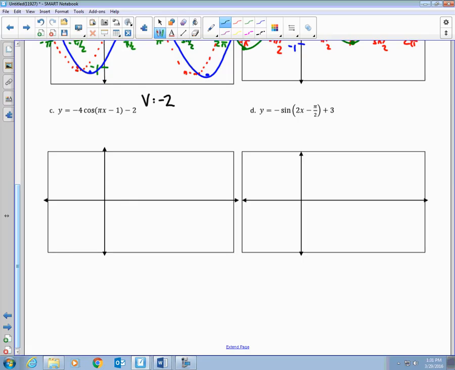Amplitude is 4. So as I mark this off, I'll do -2 plus 4 and -2 minus 4. What's -2 plus 4? 2. What's -2 minus 4? -6. So that means I have to go all the way up to +2 and all the way down to -6. So I'm going to call this -6, and this +2. And this is my vertical shift, my axis of rotation, which is -2.